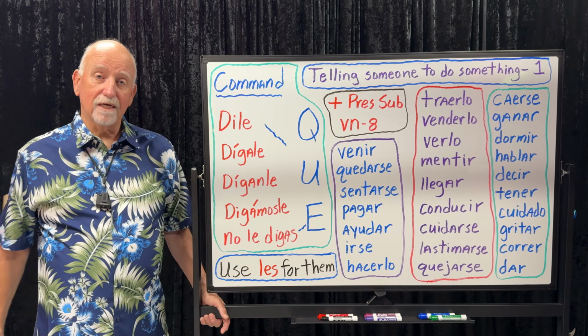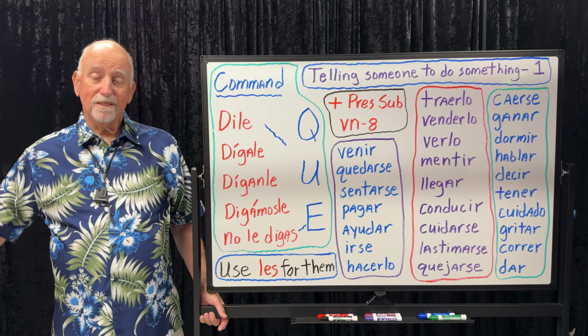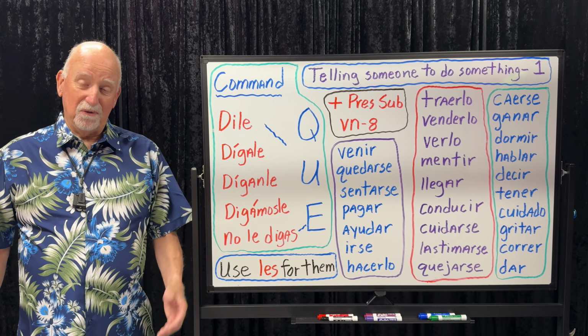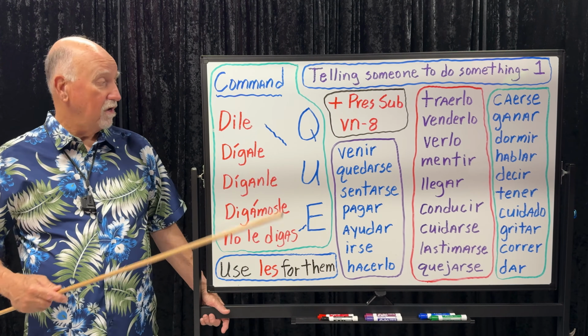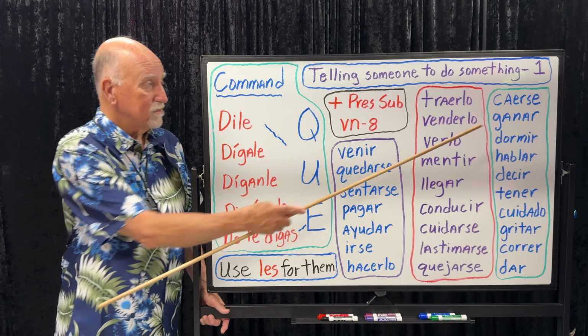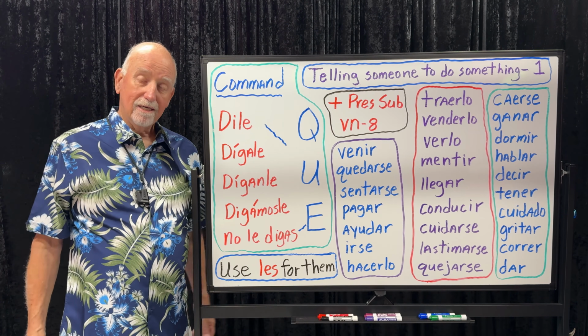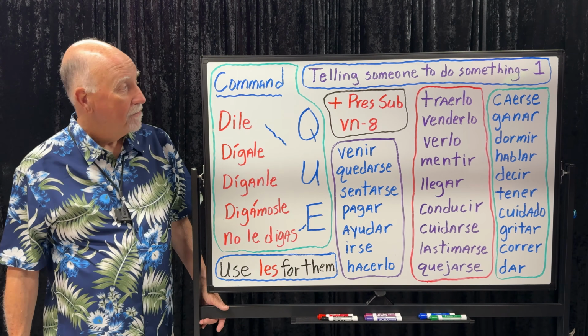Caerse. I love caerse. In the preterite, it's a Y verb. Past subjunctive, it's a Y verb. In the present tense, it's a go verb. I love this verb. Caigo. It's a yo form. Okay. Tell him not to fall. Dile que no se caiga. Powerful. Tell them not to fall. Diles que no se caigan.